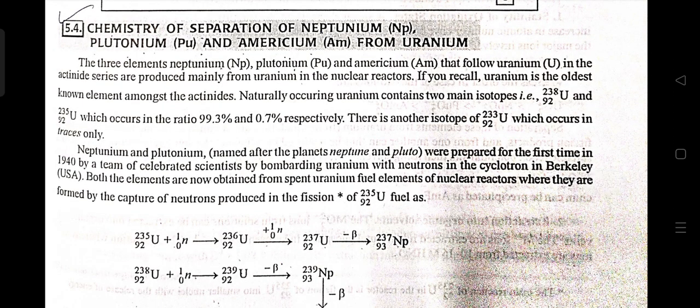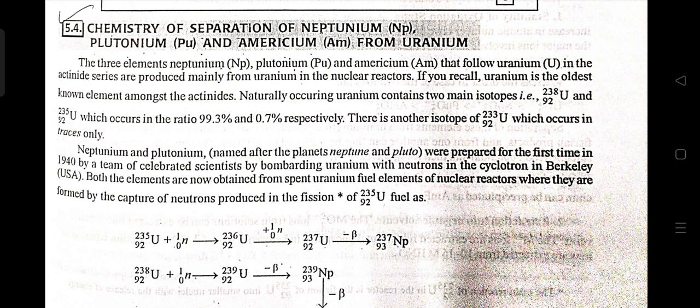Chemistry of separation of neptunium, plutonium, and americium from uranium. The three elements neptunium, plutonium, and americium that follow uranium in the actinide series are produced mainly from uranium in the nuclear reactors. If you recall, uranium is the oldest known element among the actinides. The naturally occurring uranium contains two main isotopes which occur in the ratio of 99.3 and 0.7 respectively.